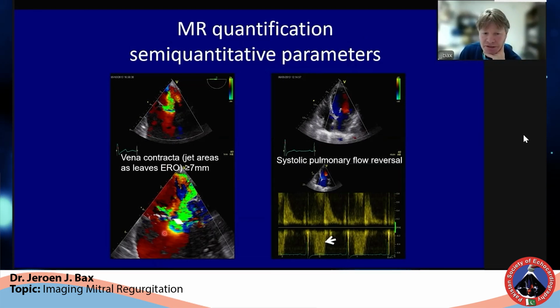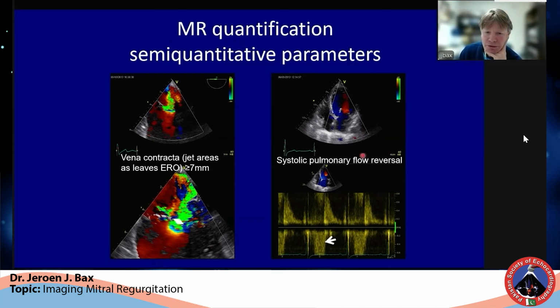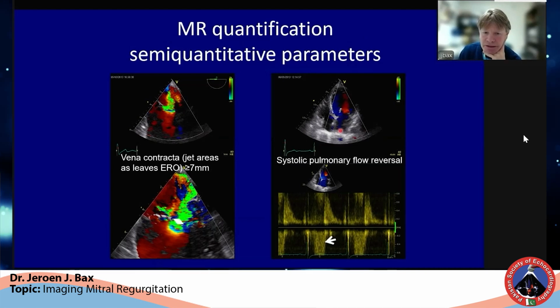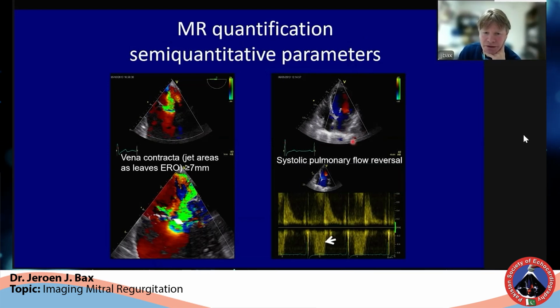This is the daily practice. The systolic pulmonary flow reversal is a good one. If the jet goes all the way into the atrium, then the pulmonary flow that normally comes in and fills the atrium is no longer able to enter, because all this jet is coming back and pushing back what you see here, and you get the systolic pulmonary flow reversal. This one I do not recommend. This one I think is a good one.